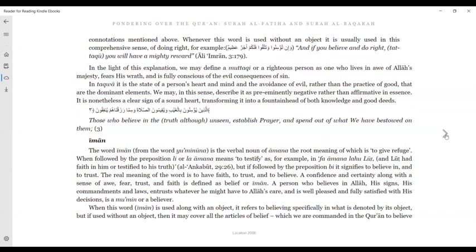In the light of this explanation, we may define a muttaqi, or a righteous person, as one who lives in awe of Allah's majesty, fears His wrath, and is fully conscious of the evil consequences of sin. In taqwa, it is the state of a person's heart and mind and the avoidance of evil, rather than the practice of good, that are the dominant elements. We may, in this sense, describe it as a preeminently negative rather than affirmative in essence.